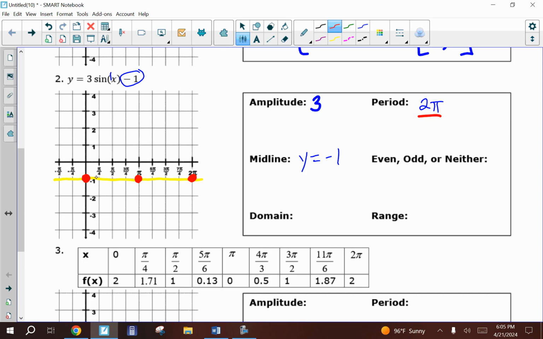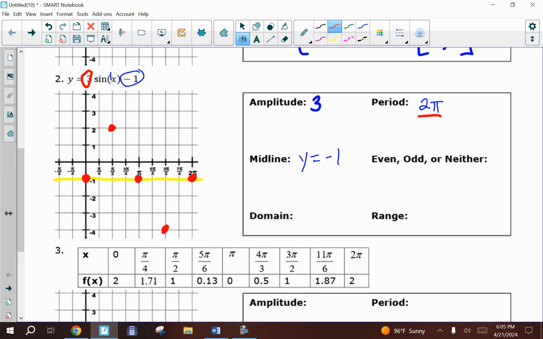And then I go in between the first 2 dots, and that's going to be my high point. Now my amplitude is 3, so I'm going to have to go up 3 from the midline. So this is 1, 2, 3. And then same thing, I go to the last 2 dots, go right in the middle of those, and then I go 1, 2, 3 down.